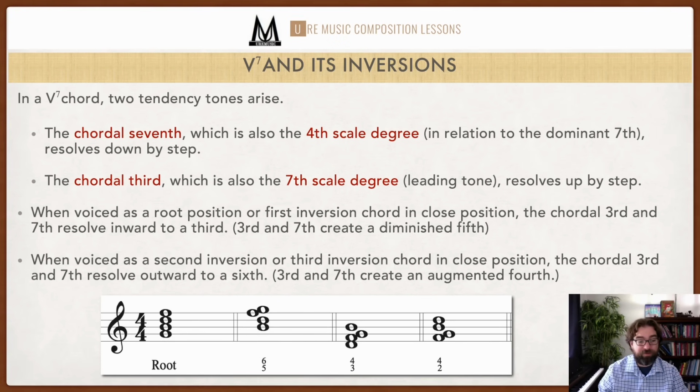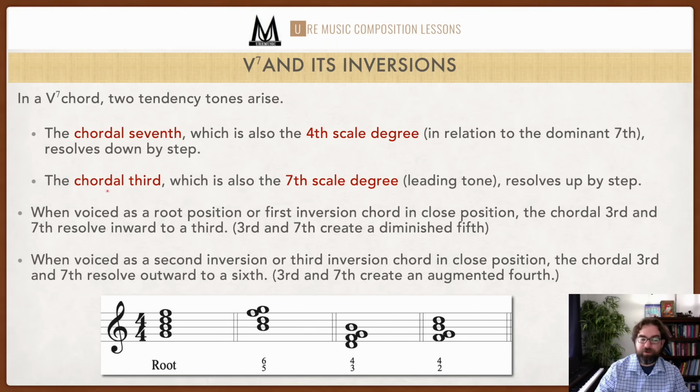If you look at this first example here, we've got the root, the 3rd, the 5th, and the 7th. The 7th is your first tendency tone, and it wants to resolve down to this E. No matter where it is and no matter what inversion it's in, that F wants to come down to E. Here, the F still wants to come down to E. It's just a very standard way to resolve that dissonance between the root and the 7th.